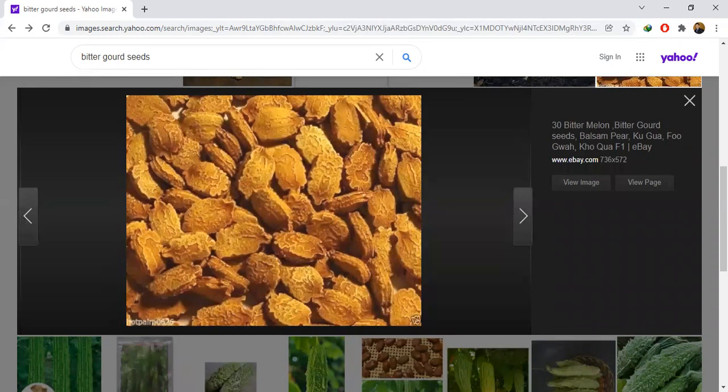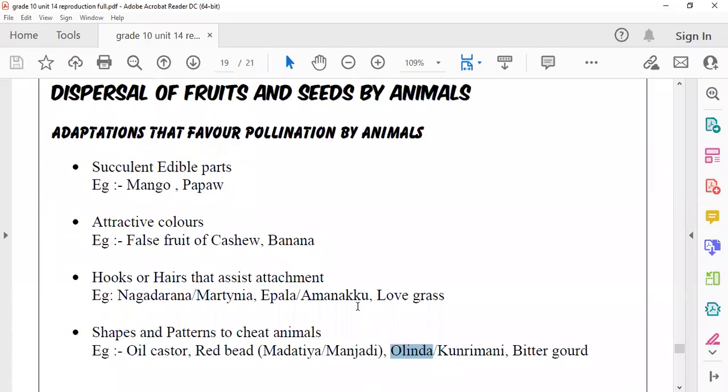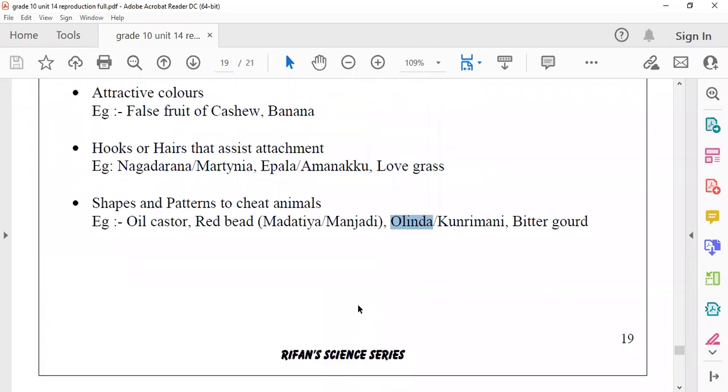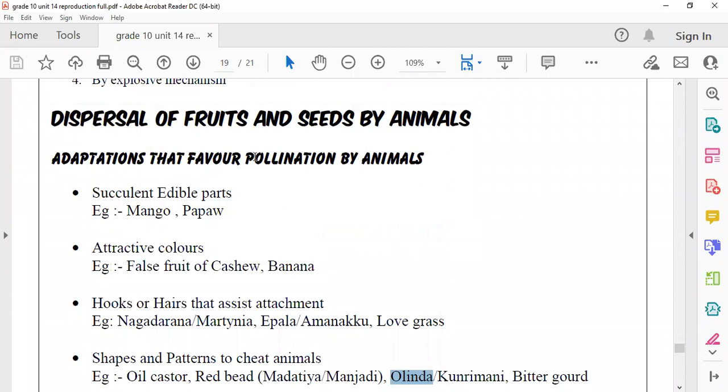Okay. So passing adaptations that favor, do a small correction. This is dispersal by animals. I have wrongly marked it as pollination by animals. It's not pollination, it is dispersal by animals.